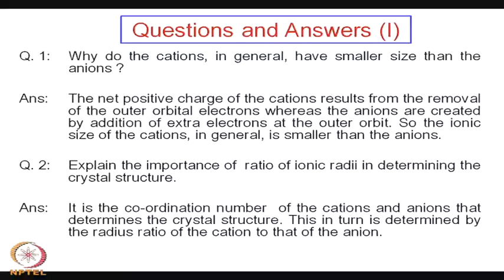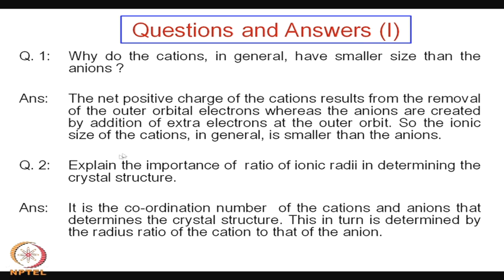The answer to this question is very simple. Cations mean positive charge, and the charge of the cations results from the removal of the outer orbital electrons, either the outer orbitals or the next inner orbital, particularly in transition metals or rare earths. So either the outermost or the next outermost orbital electrons are removed, whereas anions are created by the addition of extra electrons at the outer orbit.